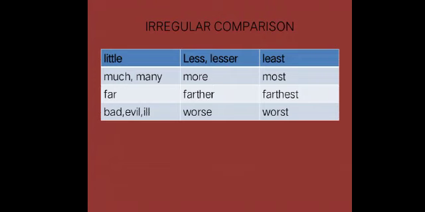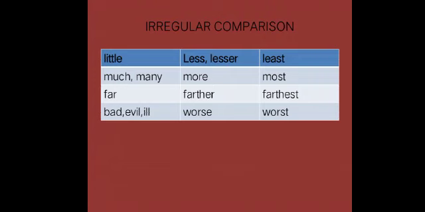Now, irregular comparisons. What are irregular comparisons? Here, these comparisons, comparative degree and superlative degree, are not formed by adding er or est to the positive. They are formed in a different way. They are not formed from this positive degree. That is why they are called irregular comparisons.